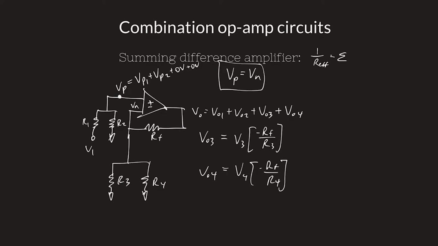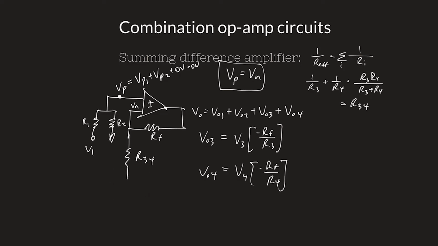It's the sum of 1 over each resistor that's parallel. So in this case, it's 1 over R3 plus 1 over R4, which equals R3 R4 over R3 plus R4. We're going to call that R34. So I have R34 right here, and it's grounded.